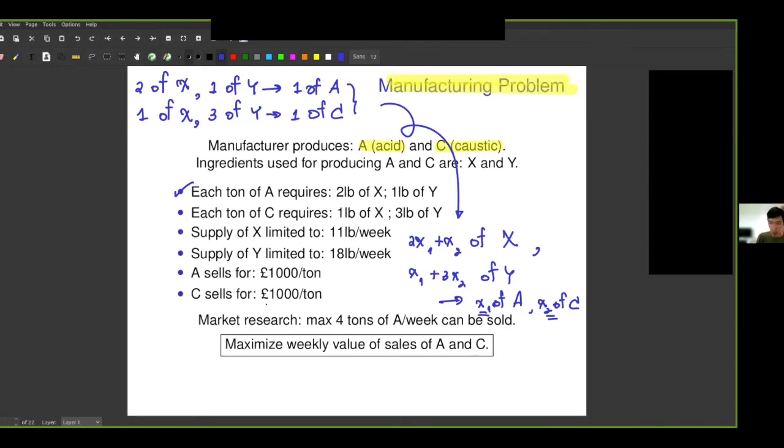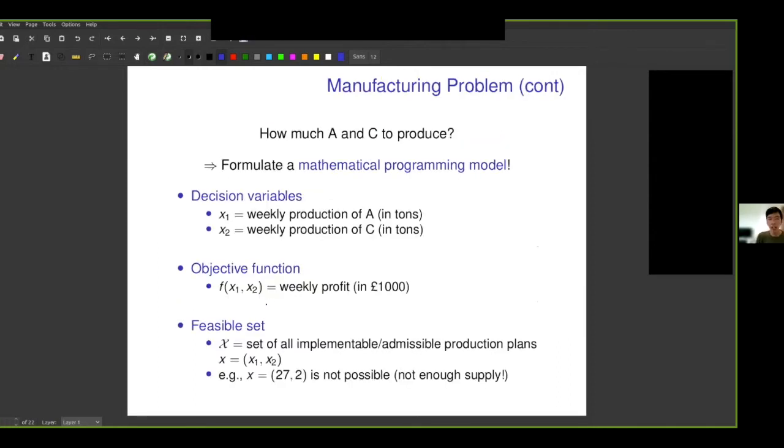Okay, so all of these put together, as I mentioned before, we are going to introduce the decision variables x1 and x2. These are the decision variables corresponding to the amount of A that you would like to produce and the amount of C that you would like to produce respectively. So this is the first component of the mathematical optimization problem.